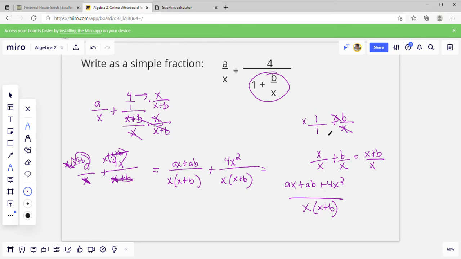And I'm double checking to make sure that's right. Yes, it is. All right, so there's the answer to that one. All right, so these are kind of like ones that we've been doing before, just a little more complicated.